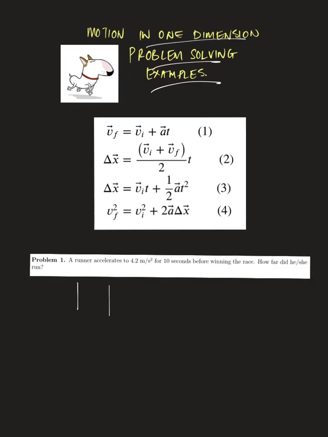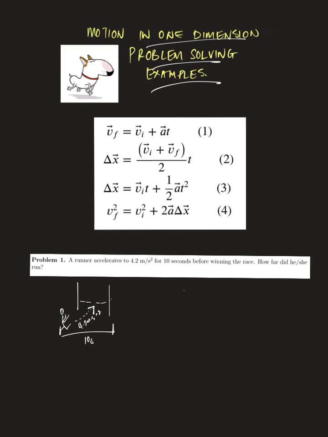Accelerates for 10 seconds. So let's say that's the finish line. And here I have Jonas. And Jonas is running and running and running, towards the finish line. And this whole process, from where he is to the end, took 10 seconds. And what he did was he accelerated at 4.2 meters per second squared. Now we want to know how far did he or she run. So we've got Jonas, he's a boy.